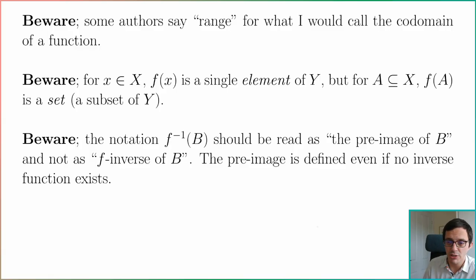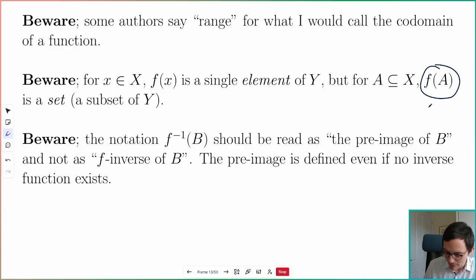They might say image. So for some authors, image and range are different. For me, range and codomain are different. Second warning: the notation there is f applied to a whole set, and the definition is that you apply f to each of the elements and build a set out of what you get. That is not obvious behaviour.